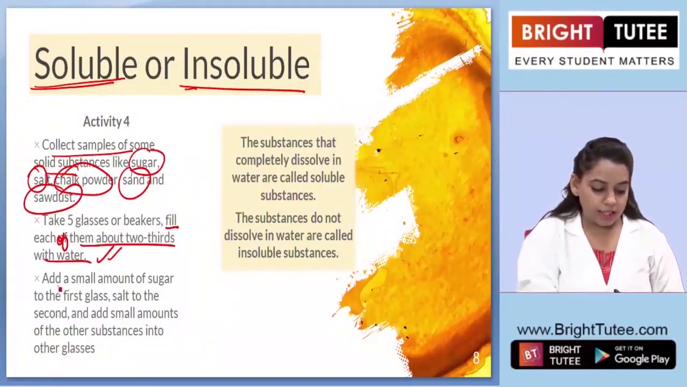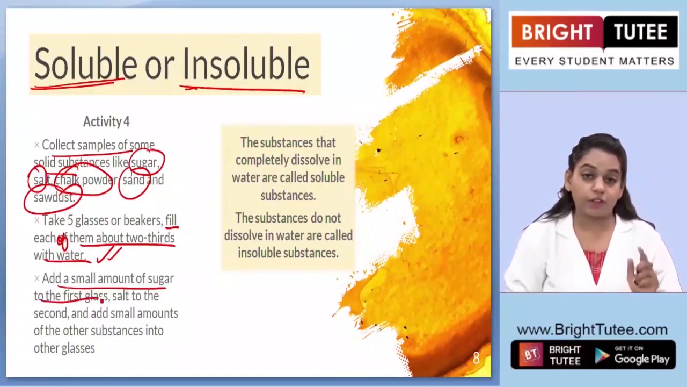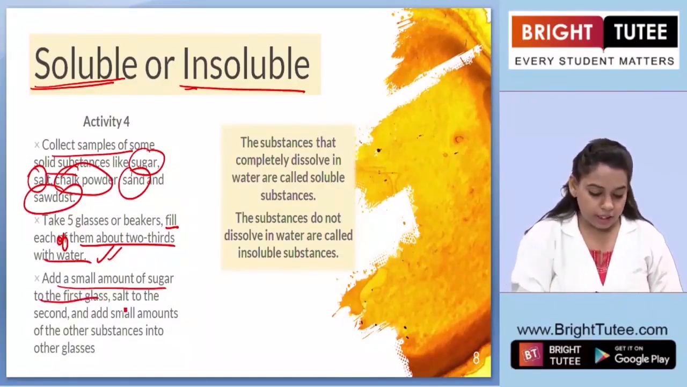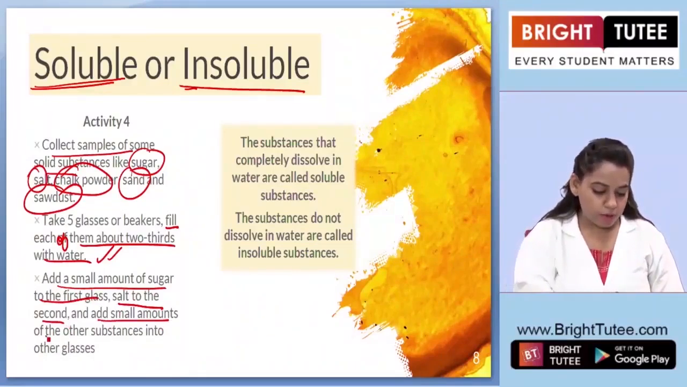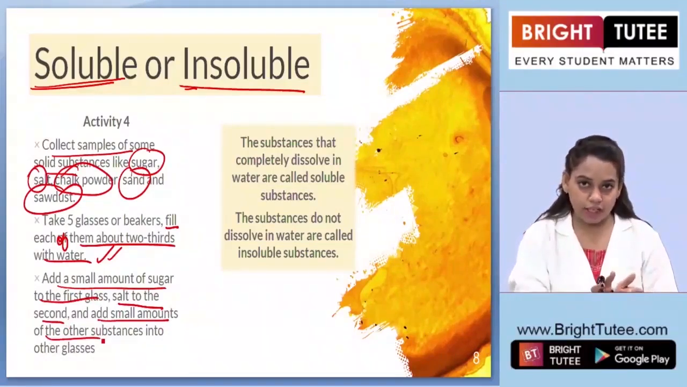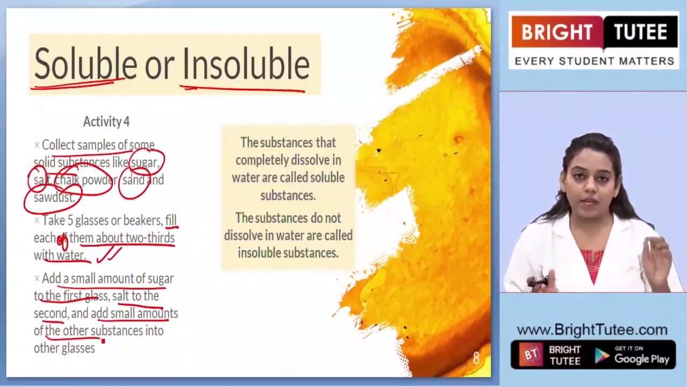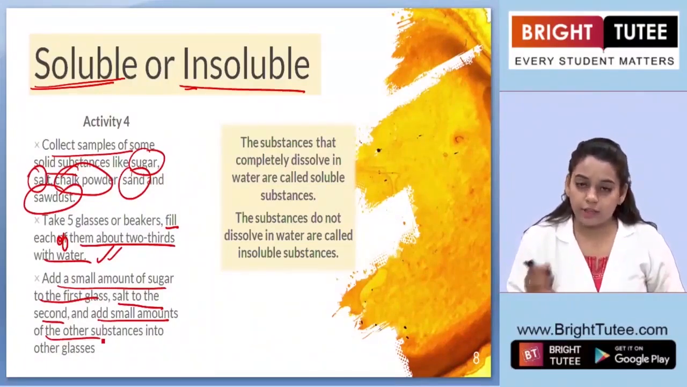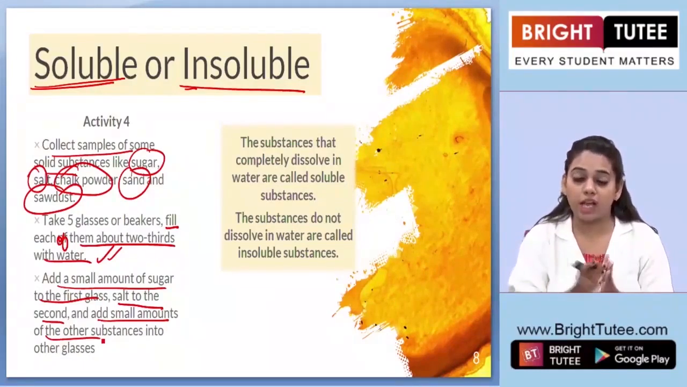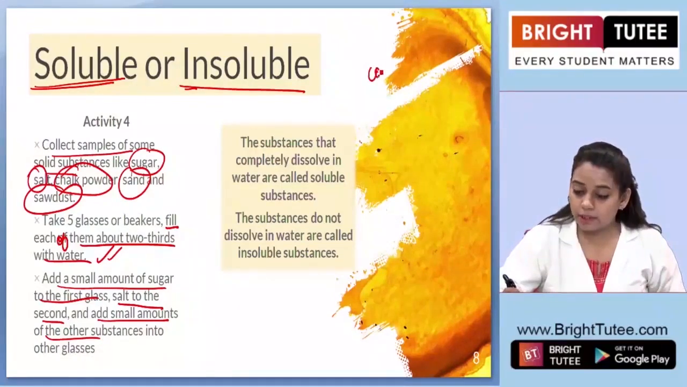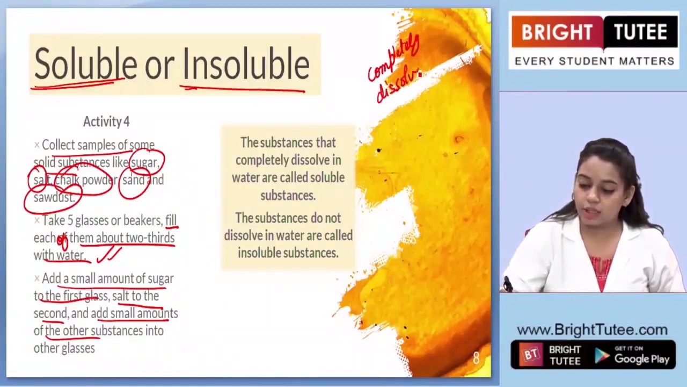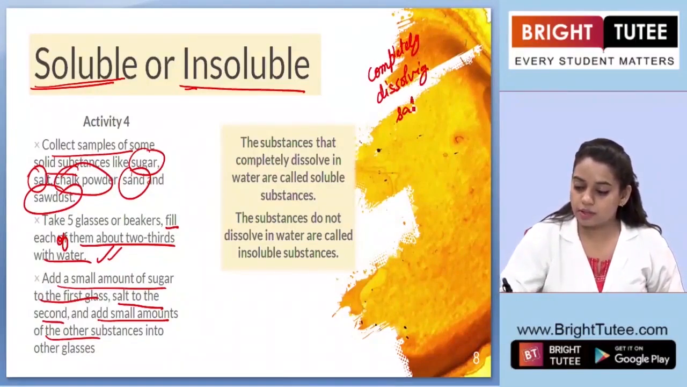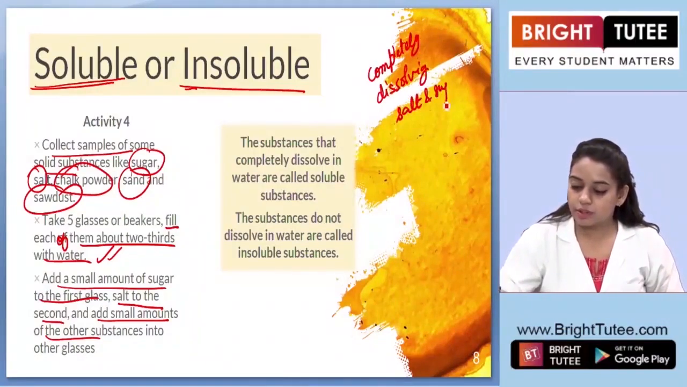Now you will add a small amount of sugar to the first glass or beaker, then add salt to the second beaker, and add a small amount of each of the substances you have collected to each of the beakers. Now you will stir it a little, and you will observe that some of the substances, like salt and sugar, are completely dissolving into the water.